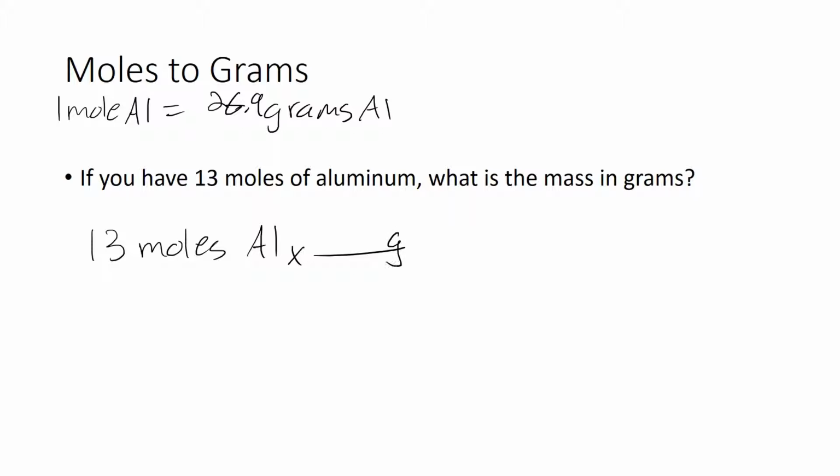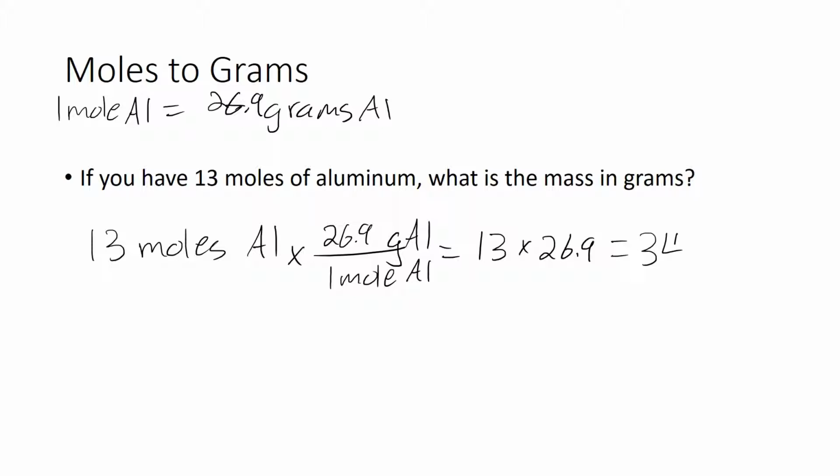So we're going to put grams on top, grams of aluminum. And we'll put moles of aluminum on the bottom so they cancel out. And we have 26.9 grams. So all you're really doing is 13 times 26.9. 349.7 grams of aluminum are in 13 moles of aluminum. And that's a lot.